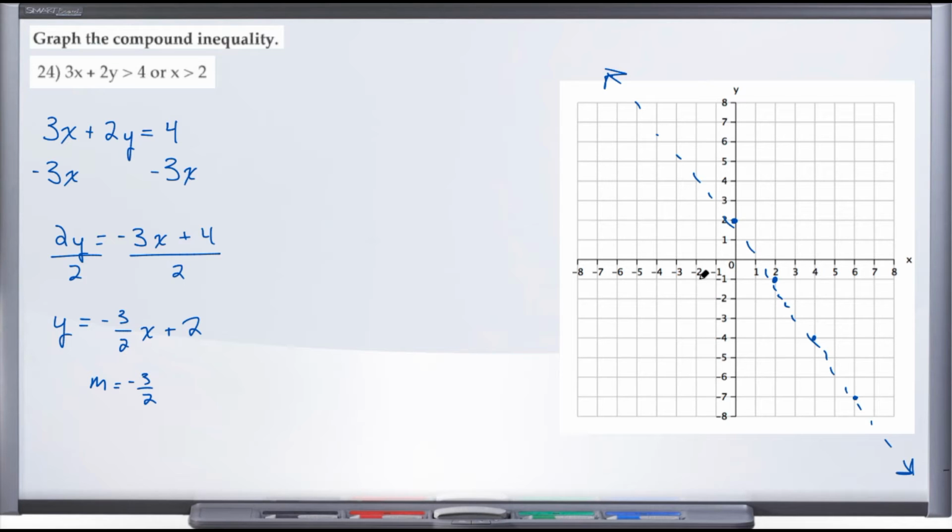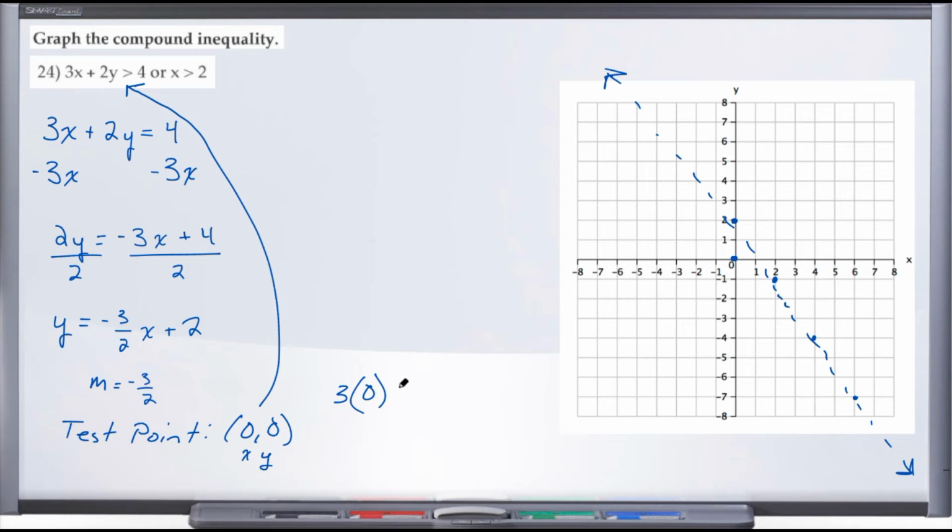Now we want to determine whether we're shading below this line or above the line, so let's choose a test point. We like choosing the origin, the test point of 0, 0, so long as your line doesn't go through that point. So 0, 0, that's our x, that's our y. We plug it into the original inequality and test whether we get a true or false statement. So we have 3 times 0, plus 2 times 0, is greater than 4. 3 times 0 is 0, plus 2 times 0 is 0, so 0 plus 0 is greater than 4. Is this a true or false statement? Is 0 greater than 4? Well, no, that's a false statement, isn't it?